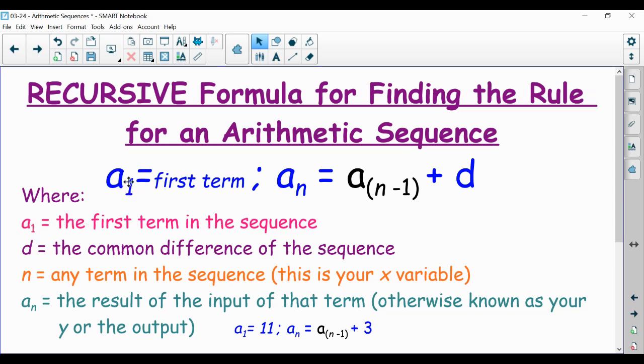When I have this little subscript number, that's telling me which term in the sequence I'm asking about. So a sub 1 means I'm talking about the first term. If this said a sub 100, that would mean I'm talking about the 100th term in that sequence. D is our common difference. N just represents any term that we need in the sequence. For instance, if I'm talking about the 100th term, a sub 100, then N would be 100. And then a sub N is just your result. What's the output? What is the number that sits in that 100th slot?